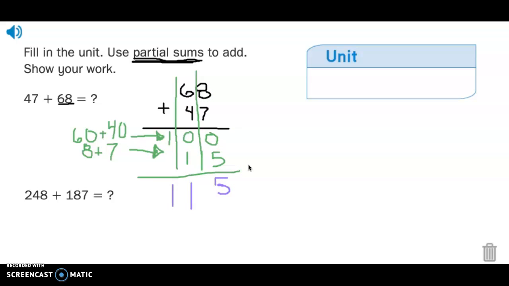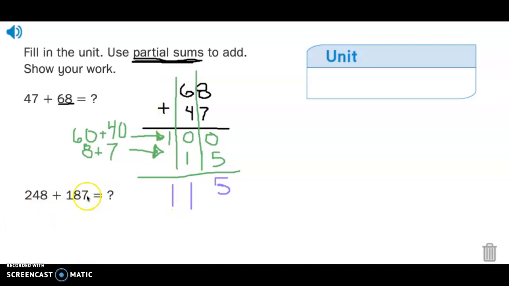Why do we add like this? Why would we use partial sums? I could go 8 plus 7 is 15, drop my 5, carry my 1, say 6 plus 4 is 10, and then add one more, which is 11. I would still get 115. This is a way to break up our numbers so that we can have a different strategy or better understand it. Okay, make sure you write this down for the first one.